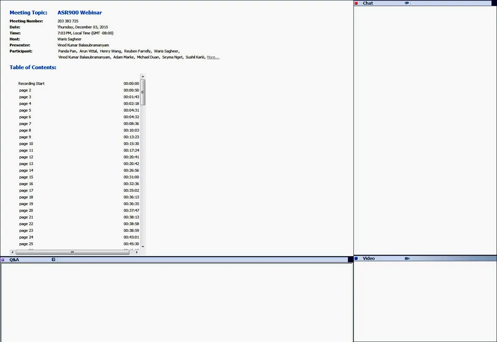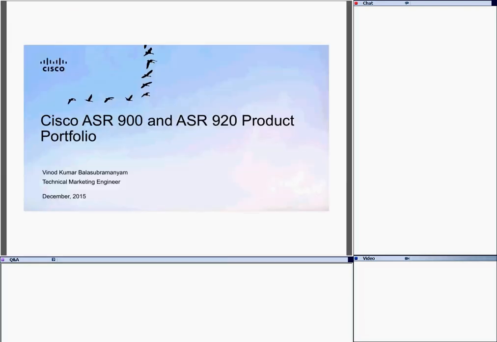This webinar is going to cover a little background on the ASR900 platform and also on the 920 platform, and then we're going to talk about the new variants and the new hardware which we introduced on the platform. So Cisco ASR900 and 920, these are the aggregation and the access portfolios from Cisco. So we're going to cover that.